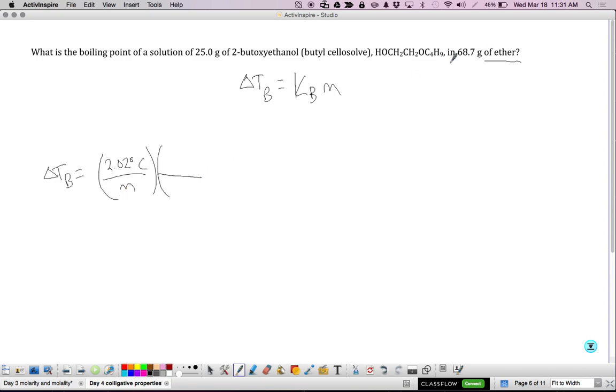And I've got 25 grams of 2-butoxyethanol, so I'm just going to call this 2BE. And my solvent is 68.7 grams of ether. Now I need a molality, so I need moles of solute over kilograms of solvent. So the first thing I'm going to do is fix this top, grams 2BE to moles 2BE.